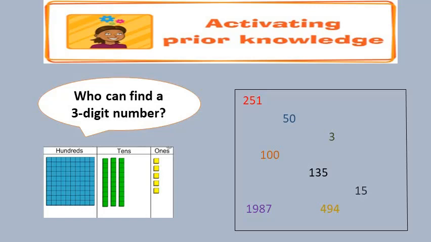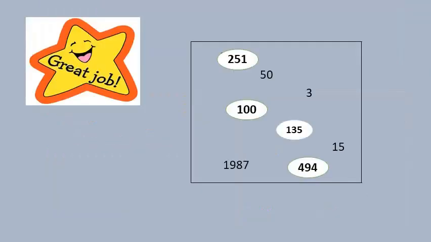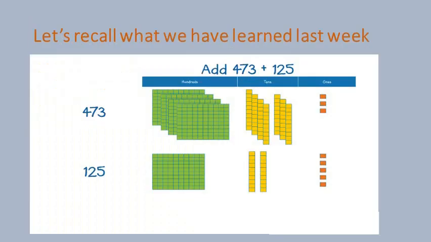Yes, because 100 is the smallest 3-digit number. Perfect. Let's move to the next slide. Well done. You got more than one answer. Perfect. Let's recall what we have learned last week. We learned how to add 3-digit numbers. With what? Yes, with modeling and drawing them.